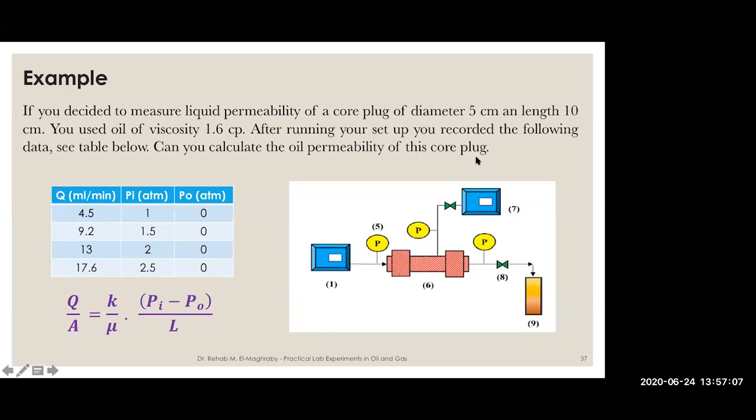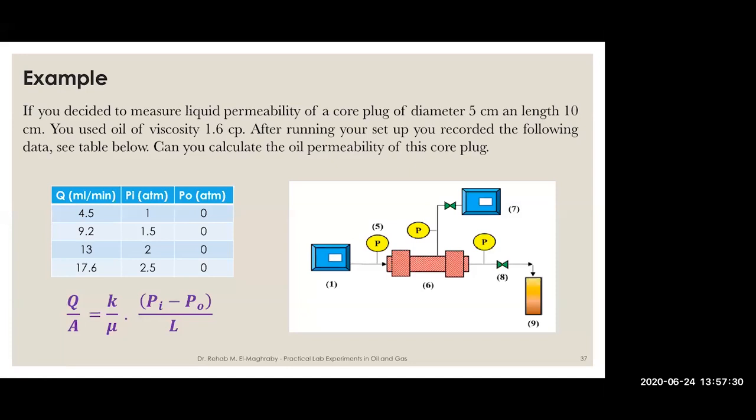After running your setup, you recorded a table. Using this pump, you set the flow to 4.5 milliliter per minute and you measure the pressure. You set the flow to 9.2 milliliter per minute and you monitor the pressure. 13 milliliter per minute and you monitor the pressure. So you have this table using your setup. Okay, this is actually what is happening in the lab.